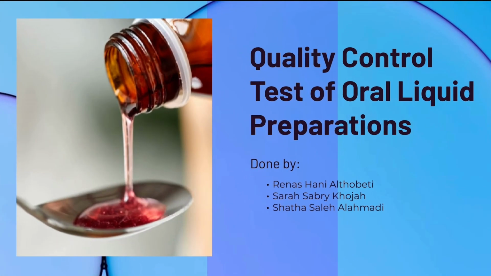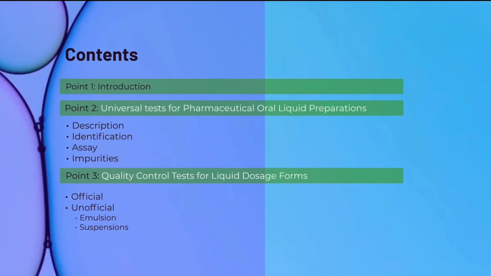We'll talk in this presentation about quality control tests of oral liquid preparations. Contents of the presentation: 1. Introduction. 2. Universal tests for pharmaceutical oral liquid preparations, which includes description, identification, assay, impurities. 3. Quality control tests for liquid dosage forms, which has two types: 1. Official. 2. Unofficial, like emulsions and suspensions.